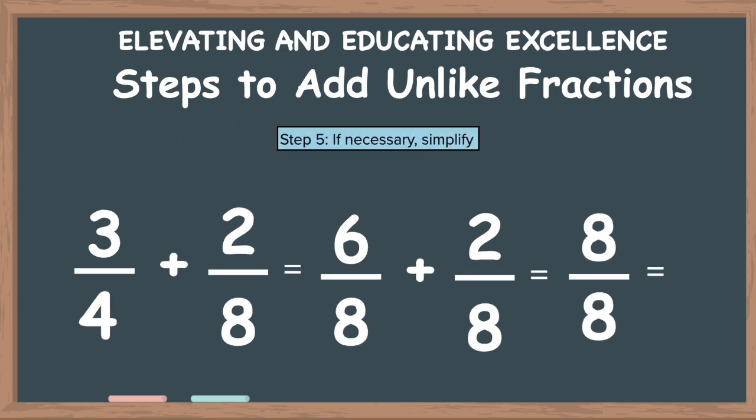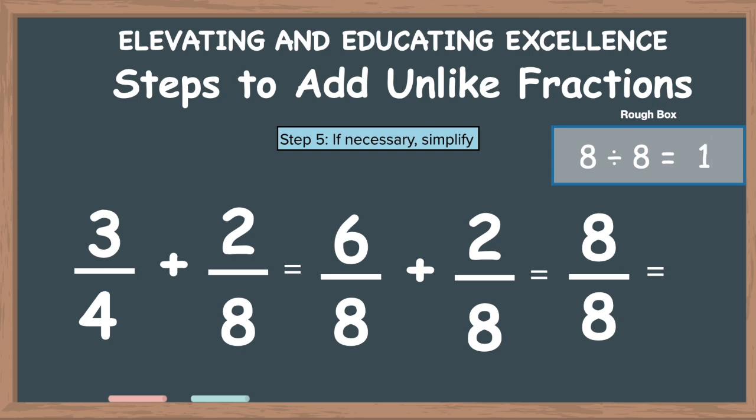And now we're going to do step number 5, which is, if necessary, simplify. This one's actually super easy to do. We're going to draw the rough box, and in that rough box, we're literally just going to divide 8 into 8. So 8 divided by 8 equals 1. And now we're going to put that 1 in the final answer section.